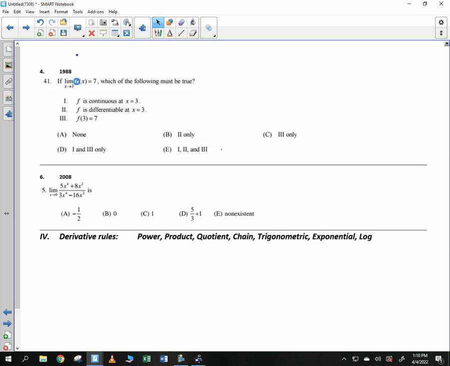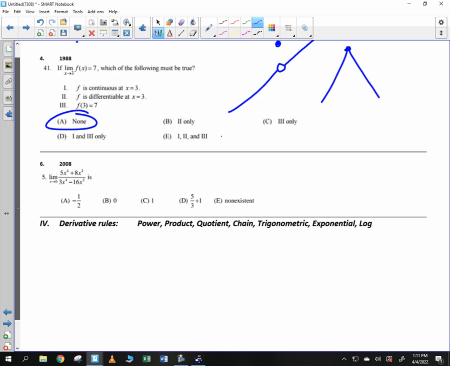If the limit as x goes to 3 of f of x equals 7, which of the following must be true? Does it have to be continuous in order for a limit to exist? No, not at all. Again, we brought up the examples before. That is not continuous, and yet a limit exists. Does it have to be differentiable for a limit to exist? No, you could have that situation. The limit could exist, but it's not differentiable. Limit definitely exists there, but it's not differentiable. Do you have to be able to plug in a value and get the limit? No, you don't. As you can see right here, if you plugged in a value here, you would not get the limit. So, in fact, none of these need to be true in order for that to be the case.